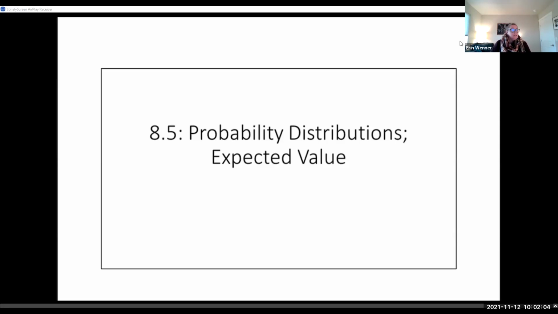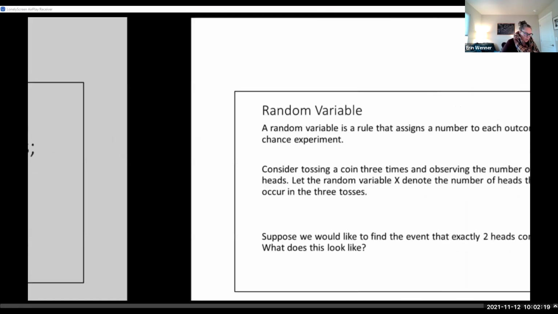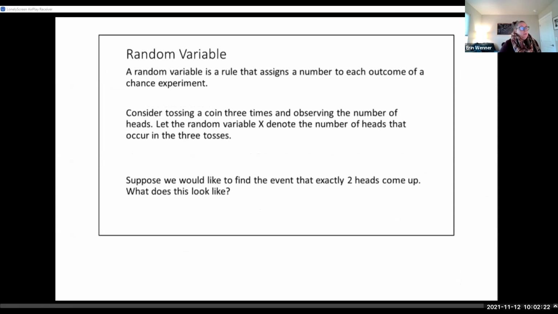So 8.5 is talking about probability distributions and specifically expected values. We're going to talk a little bit about what these mean before we get into actually calculating expected value. So we have this idea of a random variable. A random variable is a rule that assigns a number to each outcome of a chance experiment. Let's say we consider tossing a coin 3 times and observing the number of heads. Let the random variable x denote the number of heads that occur in 3 tosses.